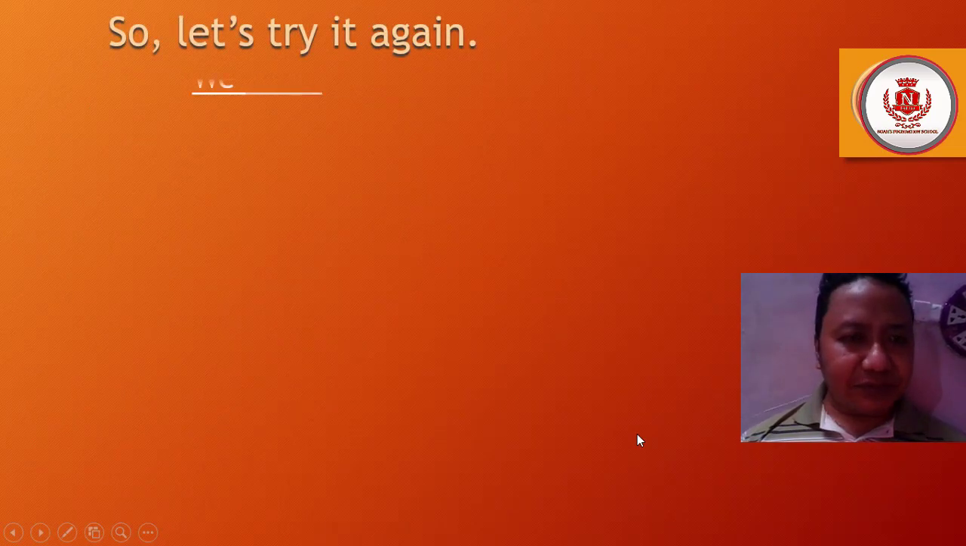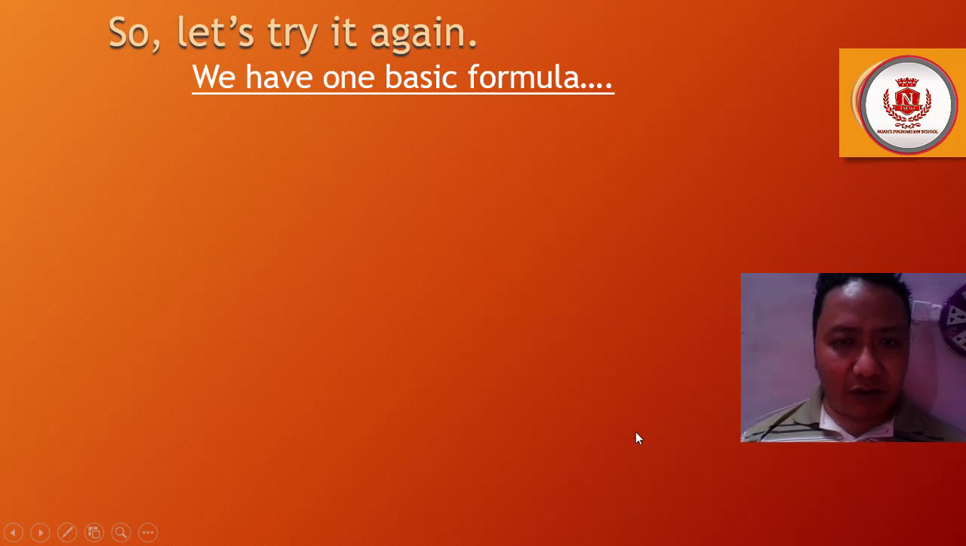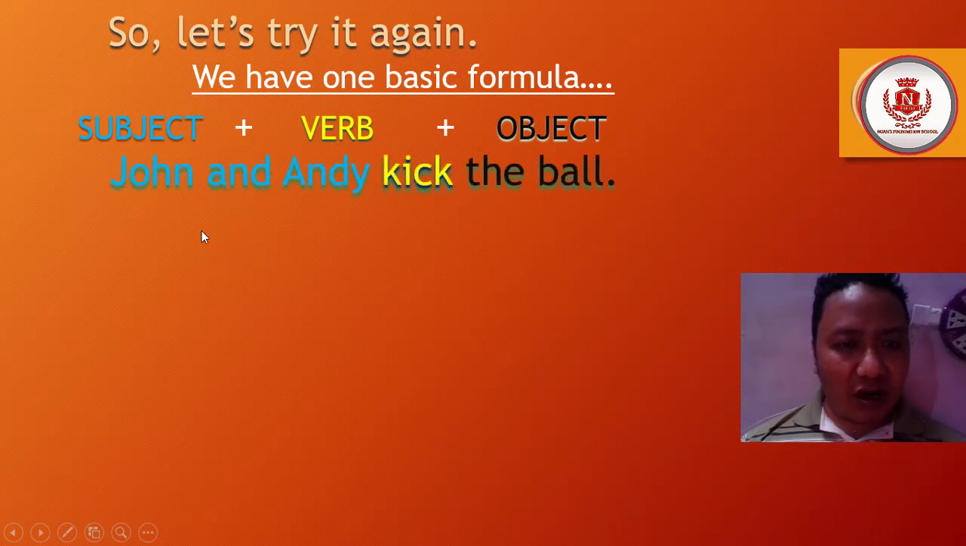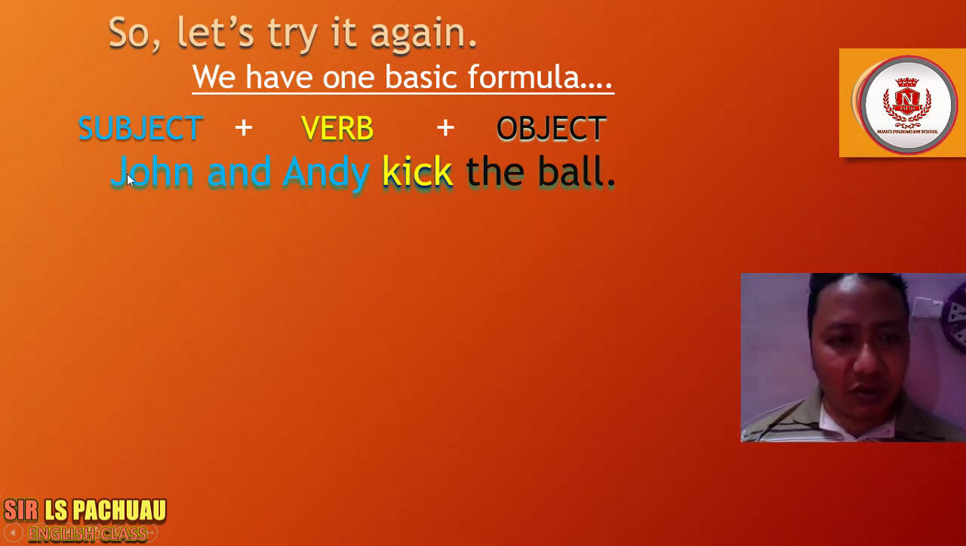So let's try it again. And we have one basic formula. Subject plus verb plus object. John and Andy. Here we have what? John and Andy, they are two. So the subject is plural. Understand? So that means we have to use what? Plural verb. But in plural verb, what did I say? We don't add S. Alright.